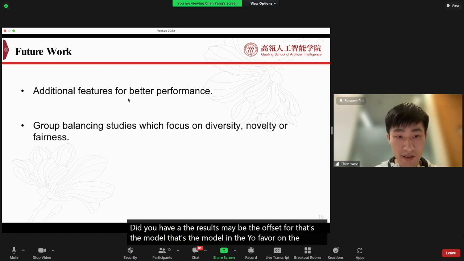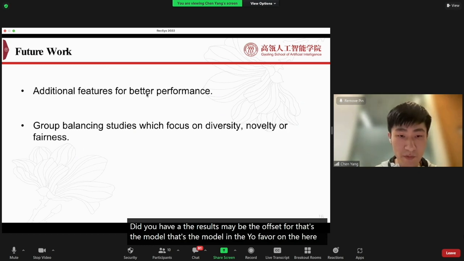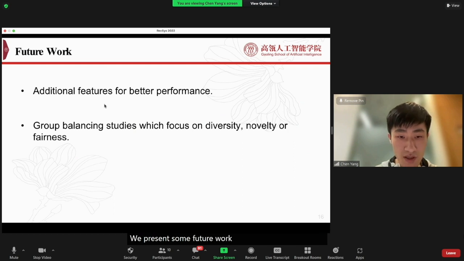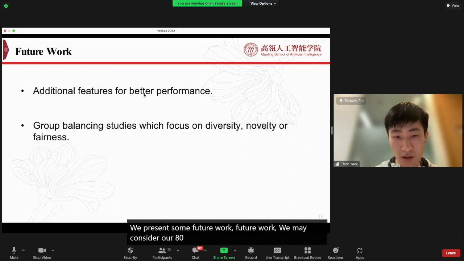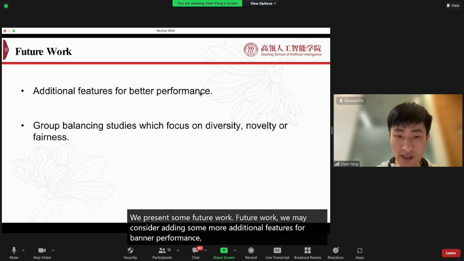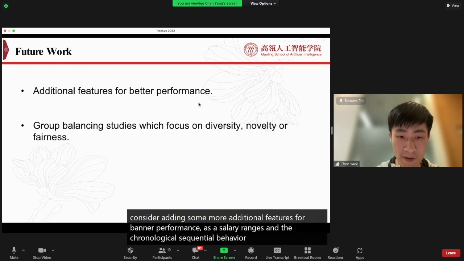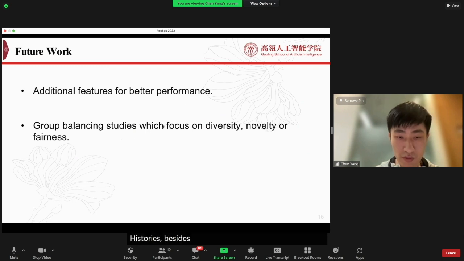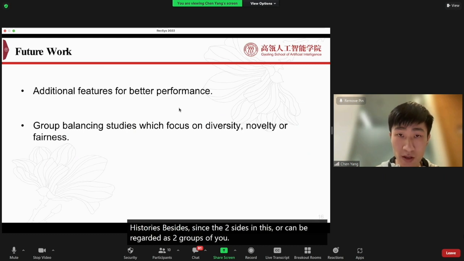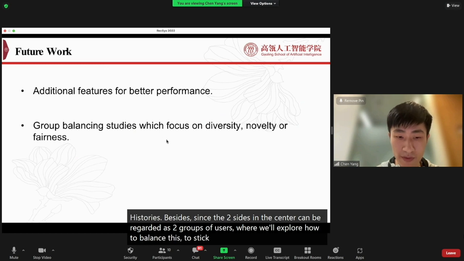And here we present some future work. For future work, we may consider adding some more additional features for better performance, such as salary ranges and chronological sequential behavior histories. Besides, since the two sides in this scenario can be regarded as two groups of users, we will explore how to balance these two stakeholders.